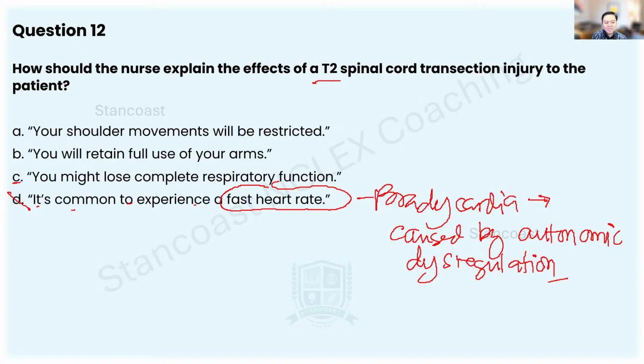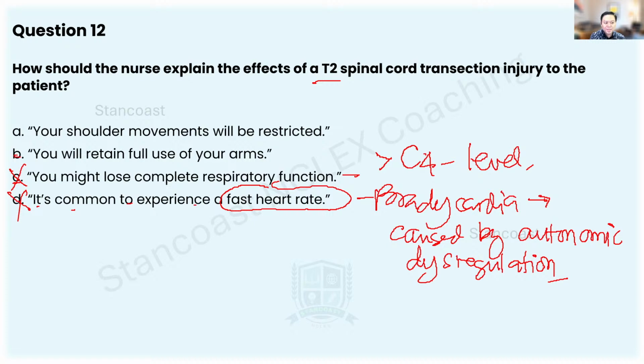You might lose complete respiratory function. Is this something that we will be worried about in a T2? No. We know that we are going to worry about the respiratory function when the injury is occurring at the cervical level, particularly above C4. All right? Instead, we worry about respiratory function whenever there is injury to above C4 level. Okay?